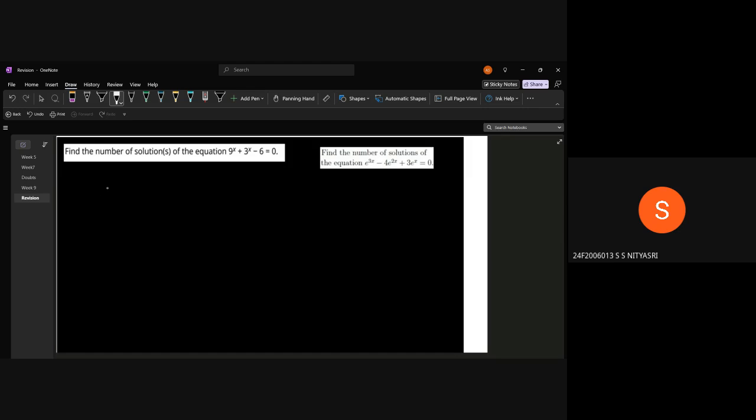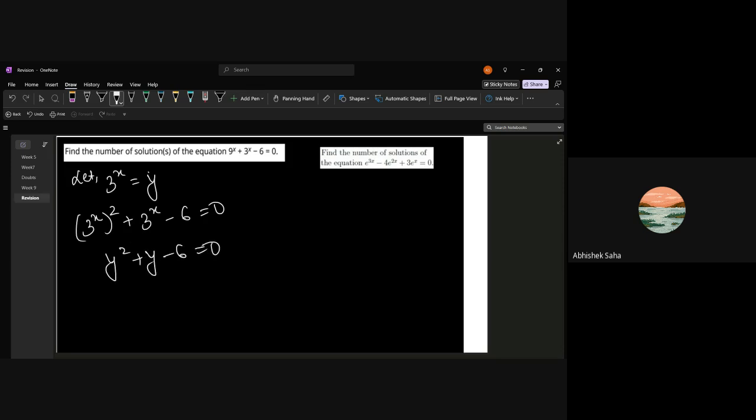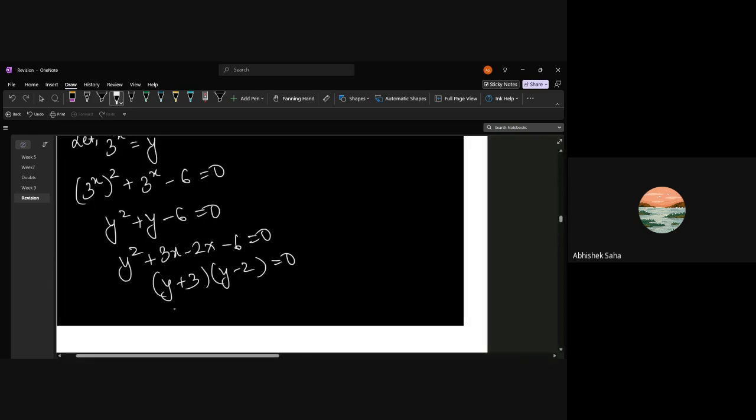Anybody have any idea? Consider 3 to the power x as some kind of variable, like y. Yes, suppose it as y. Then it becomes (3^x)^2 + 3^x - 6 = 0, so y^2 + y - 6 = 0. Now y^2 + 3y - 2y - 6 = 0, so (y + 3)(y - 2) = 0. So y equals -3 and 2.